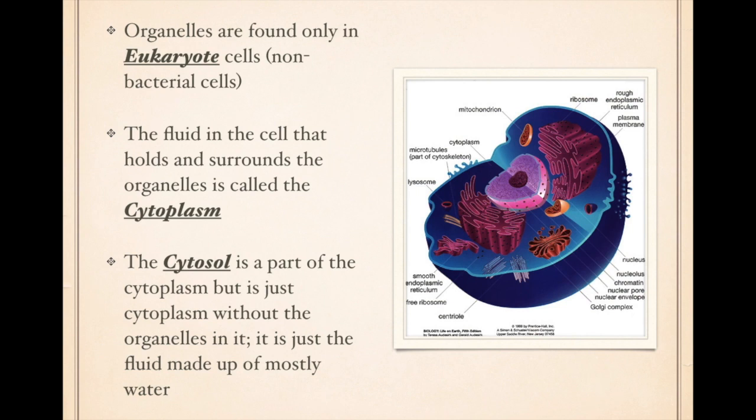The start of the eukaryote cell we're going to focus on is cytoplasm. Cytoplasm and cytosol are very similar. It's pretty much the same thing except when it's talking about what it holds. So cytoplasm is the fluid of the cell that holds and surrounds the organelles. If we're talking about the fluid with the organelles, that's cytoplasm. Cytosol, however, is just the fluid. When we're not talking about the organelles, if we're just talking about the fluid, it's cytosol. If we're talking about the fluid and the organelles around it, it would be cytoplasm.